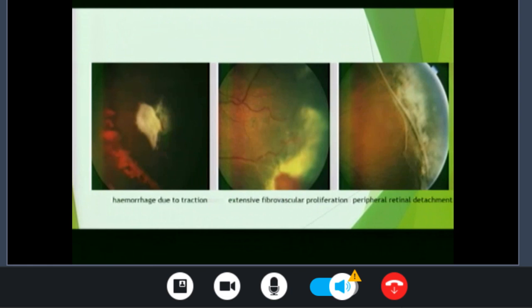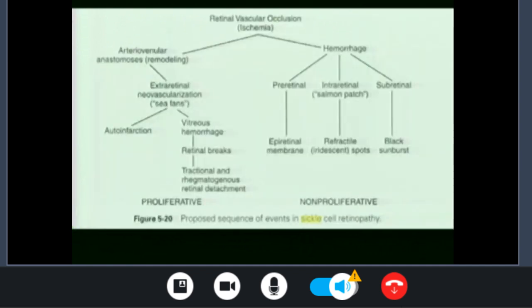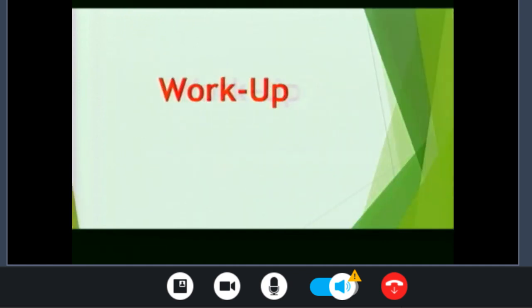Okay. This is stage 4 or 5 for vitreous hemorrhage, and 5 is the TRD or RD that can happen. This diagram is a summary of the manifestations we spoke about, non-proliferative and proliferative. And so any patient coming with any of the previous things we mentioned, the photos, needs a proper workup.